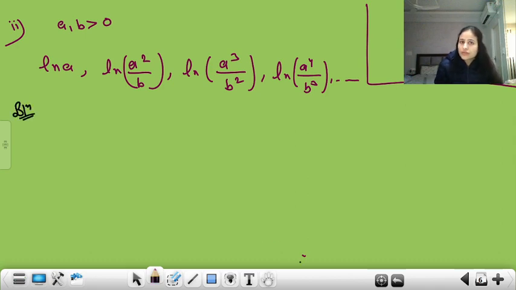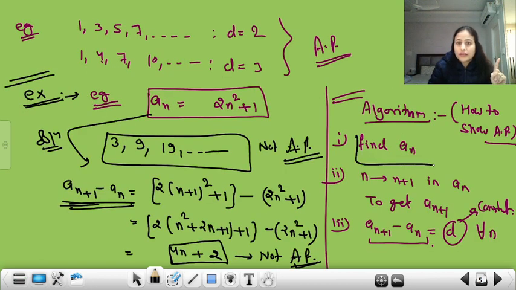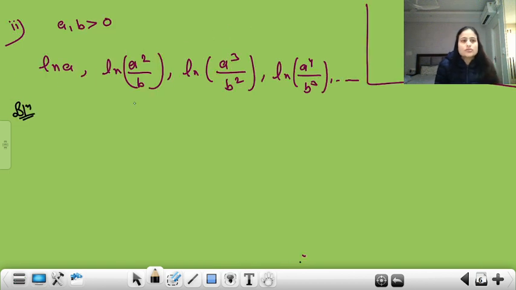So what was our algorithm? We need to get the nth term first. We have to find the nth term first. So by observing the terms, can I get the nth term? See here, a to the power 1 and b to the power 0 will give me 1, then a to the power 2, b to the power 1, a to the power 3, b to the power 2, a to the power 4, b to the power 3.